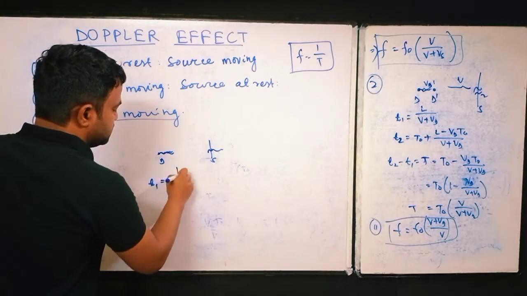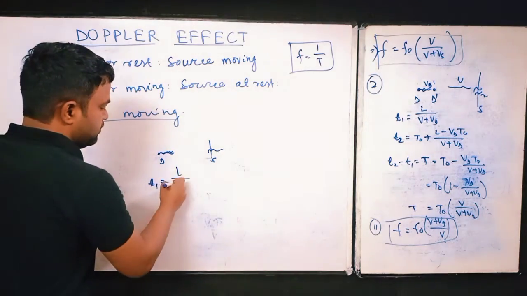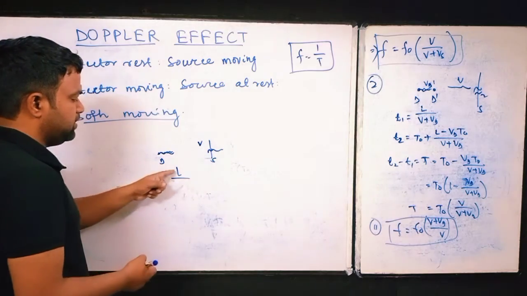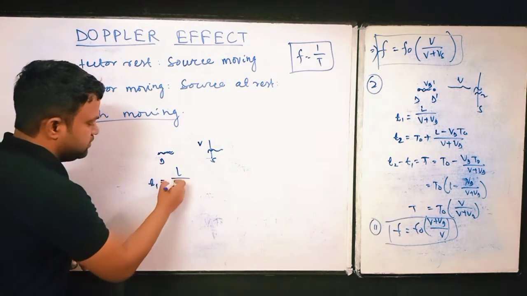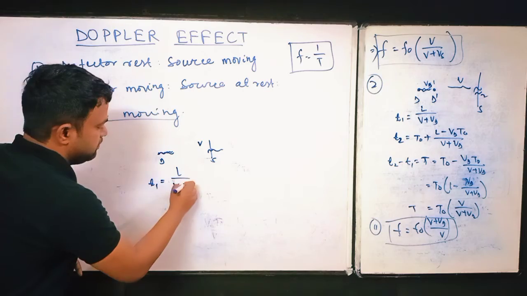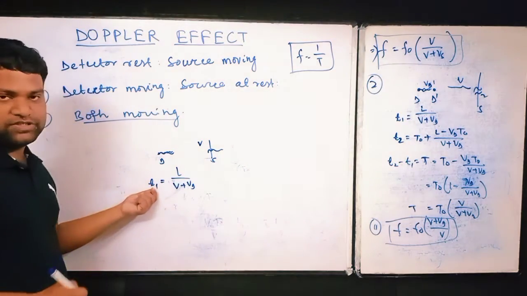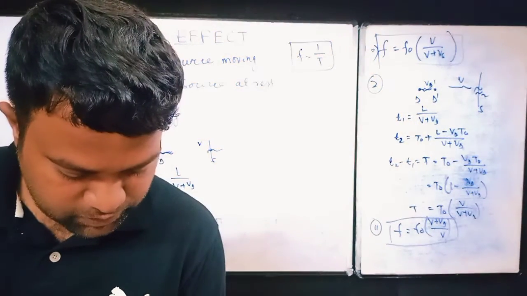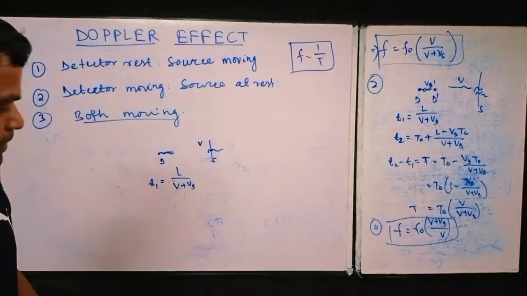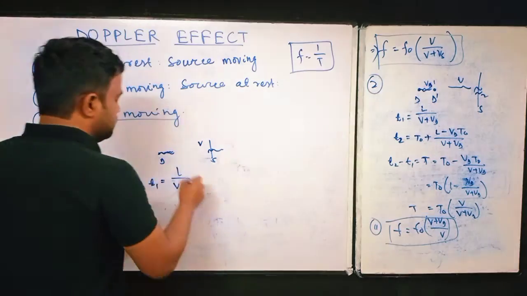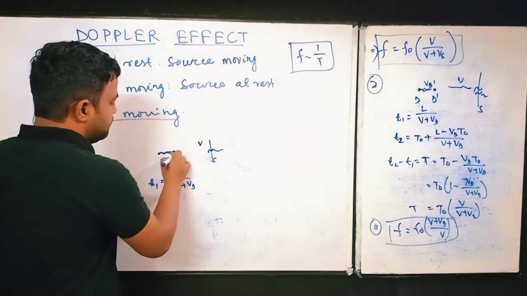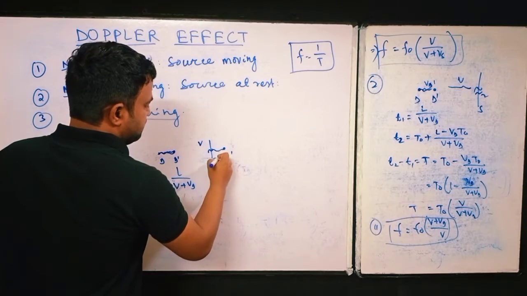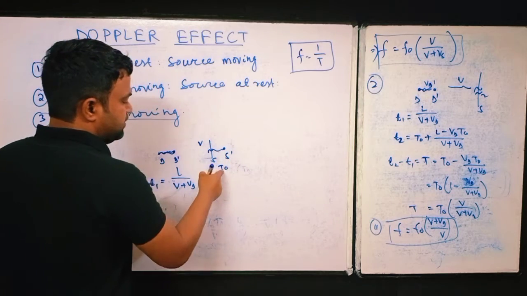T1 will of course be L by V, and it is approaching, so this Vd is coming here, so it will be L upon V plus Vd, the first T1. Then your T2 will be, now the detector will be at a new position, let's say D prime, and your S will be at S prime, and this time it will take T0.